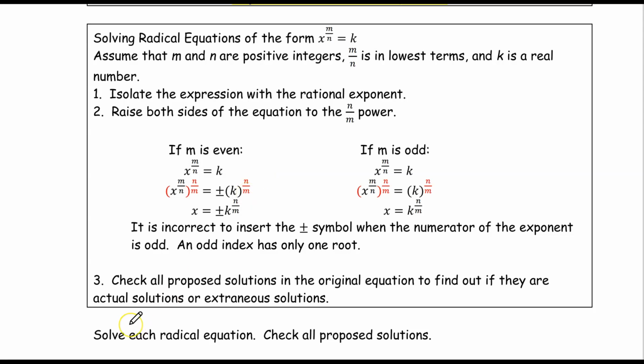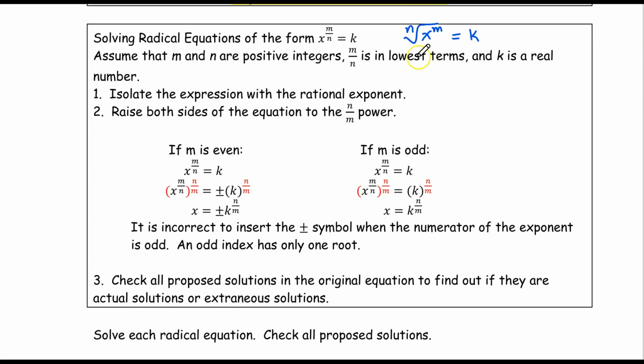The objective for this lesson is to show you how to solve radical equations of this form: x to the m over n equal to k. Now note that this expression here, x to the m over n, can also be written as the nth root of x to the m. So in other words, the equation x to the m over n equal to k can be written as the nth root of x to the m equal to k.